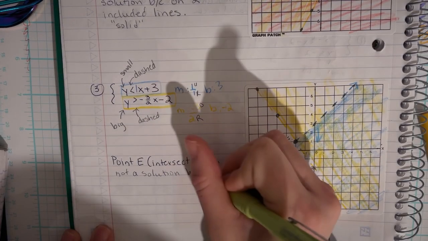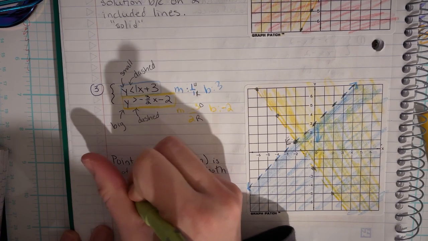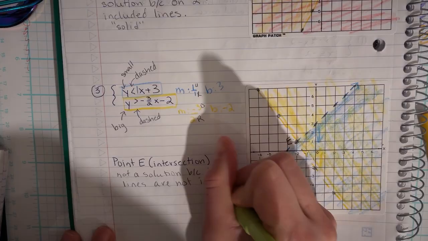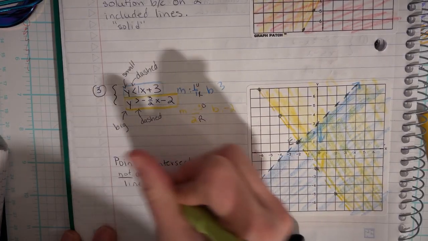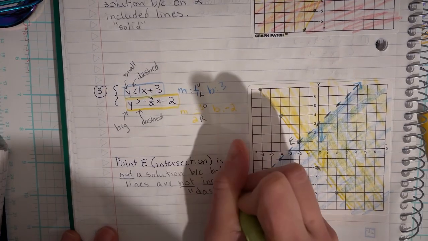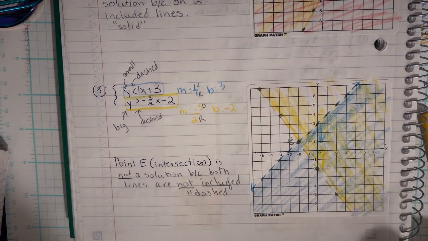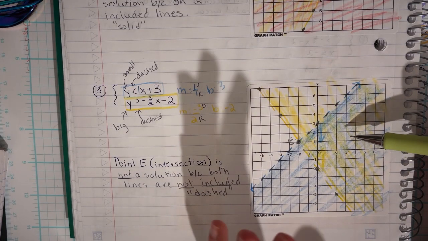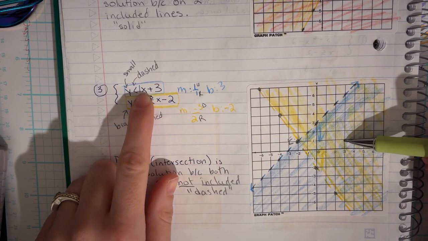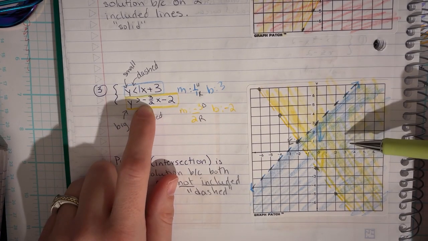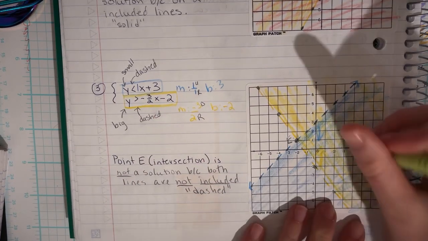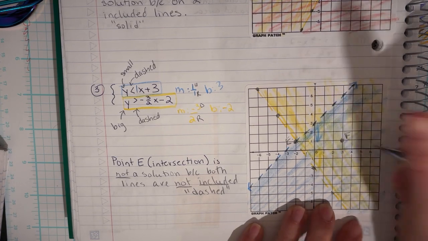because both lines are not included. Once it's not true for one, it's not true for both. So remember, not included means dashed lines. Okay. Now, to be fair though, like this over here, this would still be a solution because it's true for the blue, because it's shaded in blue, and it's true for the yellow because it's shaded in yellow. So please don't get that confused. A point here, let's just write that out, just in case you're not watching the video.